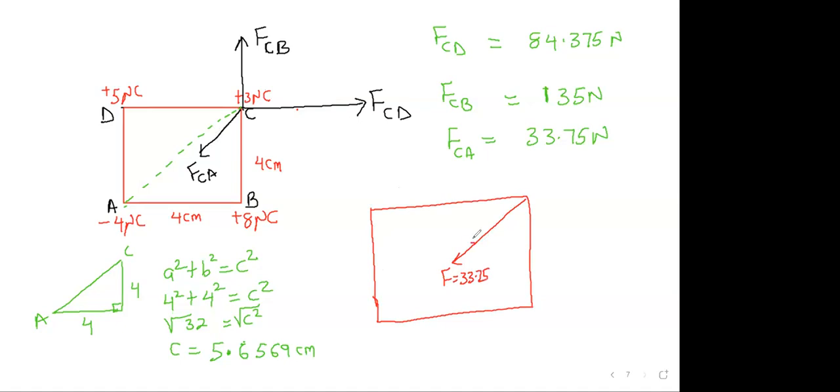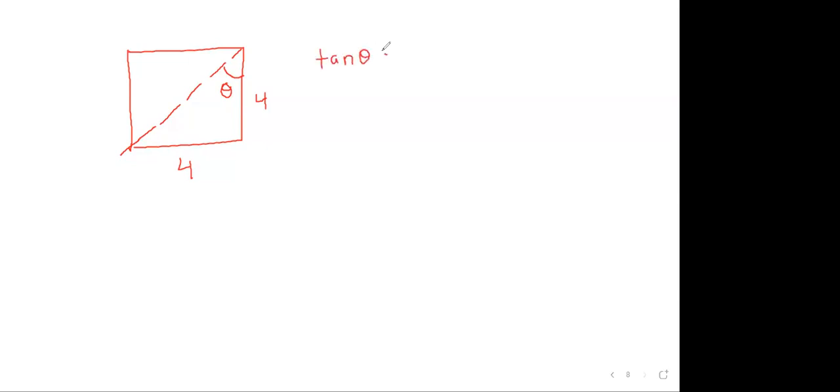Now we have this force here, which is 33.75. This force, we must resolve it towards this side, and towards this side. But before we resolve, we need to know which angle we have here, and how we are going to get it. We know very well that the figure we have is a square, which is 4 by 4, and this is our diagonal. If I want to get this angle theta, how do we get it? Tan theta is equal to the opposite, which is 4, divided by the adjacent, which is 4. So tan theta is equal to 1, and theta is equal to tan inverse of 1.